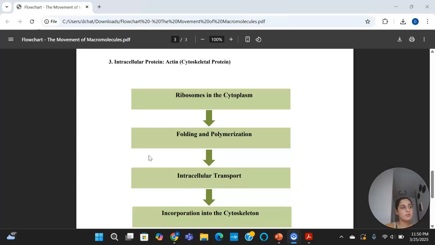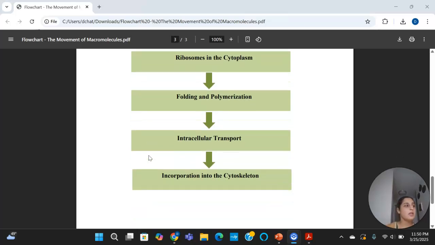Synthesis and transport pathway: ribosomes in the cytoplasm. Synthesis of actin is carried out by free ribosomes instead of the rough ER. Ribosomes translate mRNA produced by transcription of the actin gene. Folding and polymerization: actin is a globular monomer, G-actin, after synthesis. Microfilaments are created when G-actin polymerizes into filamentous actin.